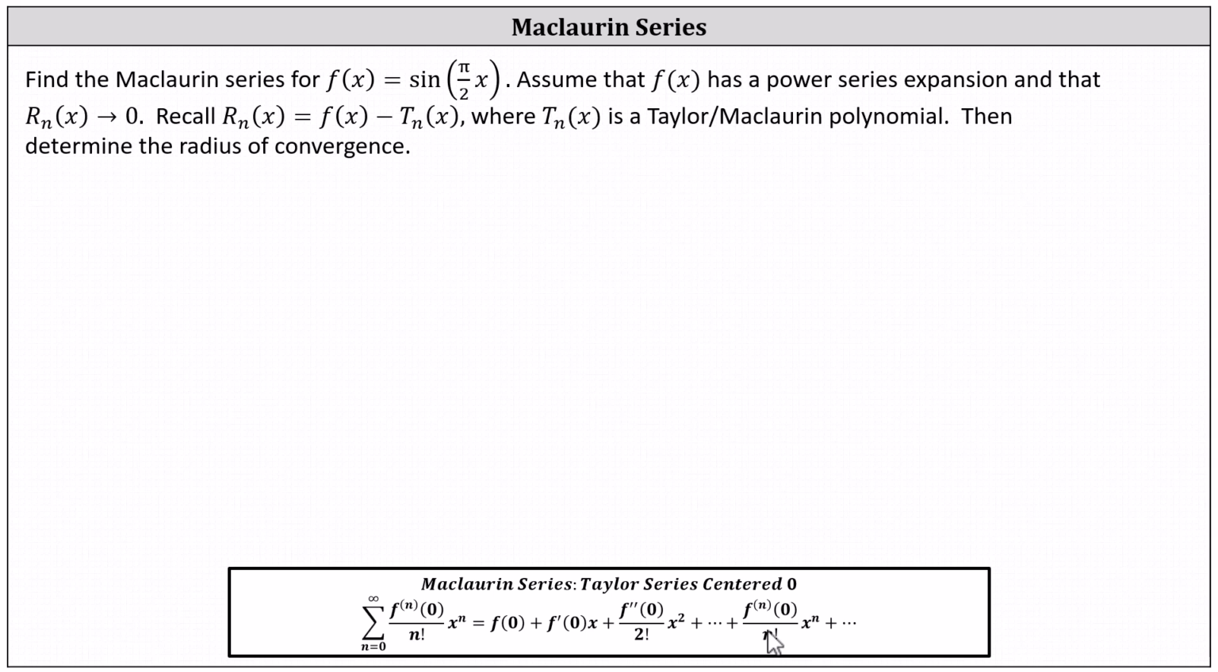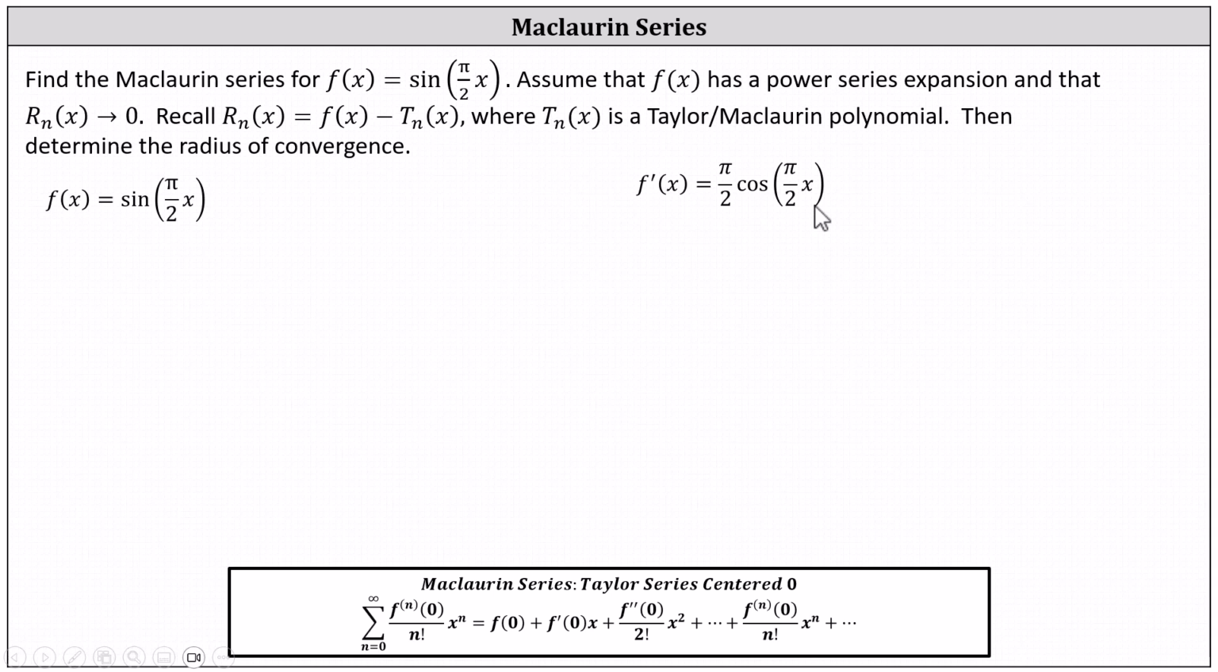To find the terms of the Maclaurin polynomial, we'll begin by determining the first several derivatives of the given function. Let's find the first three derivatives, beginning with f(x) = sin(πx/2). Notice to find the derivative, we need to apply the chain rule. The first derivative is cos(πx/2) times the derivative of πx/2, which is π/2. f'(x) = (π/2) cos(πx/2).